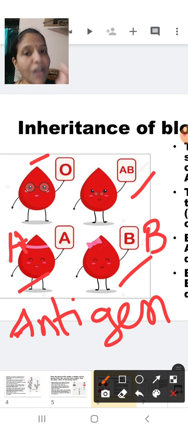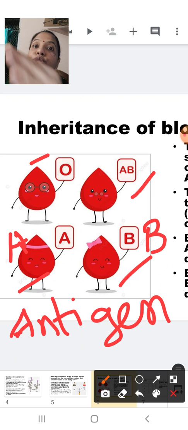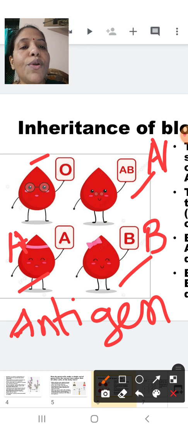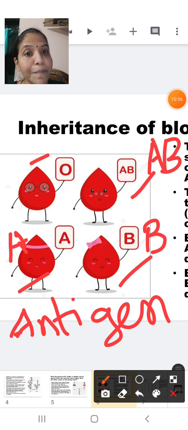Now in case the RBC is having the antigen A and B, what is antigen? Sugar. That is sugar A and B. Both of them are present on the RBC. In that case, I will call this blood group AB. Now let us come to blood group O.